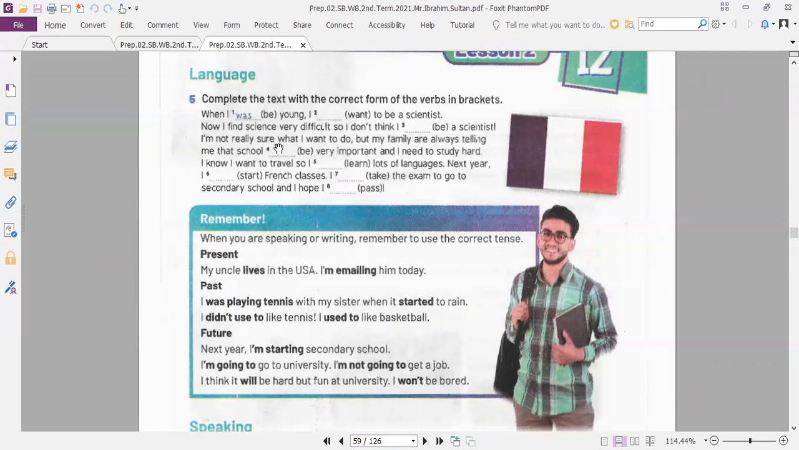I'm not really sure what I want to do, but my family are always telling me that school is very important and I need to study hard. I know I want to travel, so I learn lots of languages. I will learn. I will learn. This is a decision. He decided that he will learn a lot of languages.